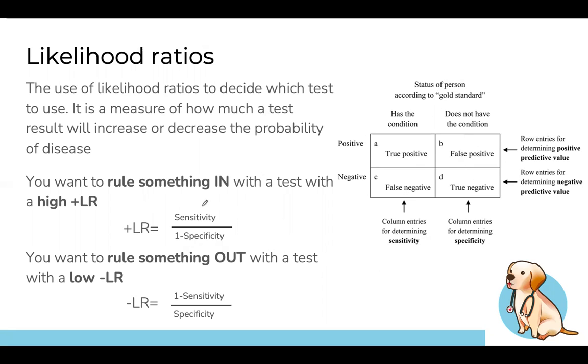So if you want to think about this equation here, where positive likelihood ratio is sensitivity divided by 1 minus specificity, you can think of it as the probability of a positive test in a person that has the disease over 1 minus specificity, which is equal to the probability of a positive test in a person that does not have the disease. And then you want to rule something out with the negative likelihood ratio, which is given by 1 minus sensitivity, which is otherwise known as the probability of a negative test in a person with a disease, over specificity, which is the probability of a negative test in a person without the disease.